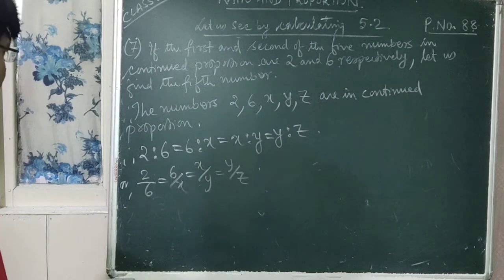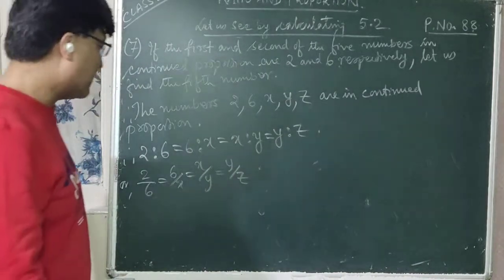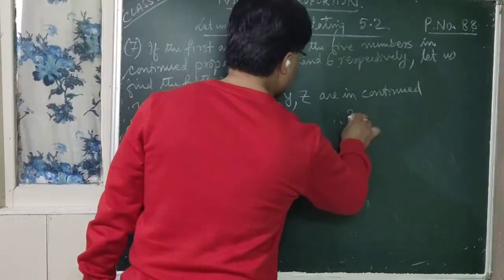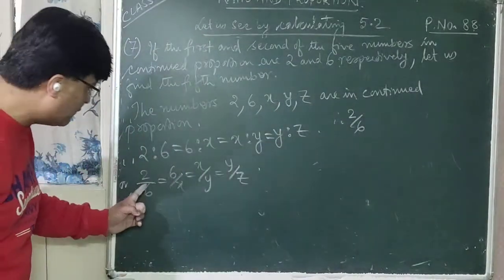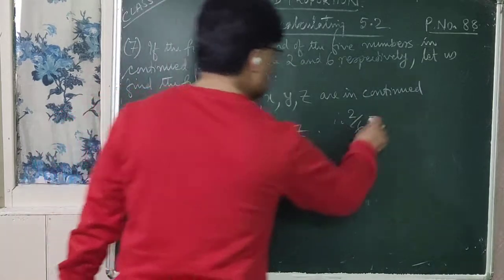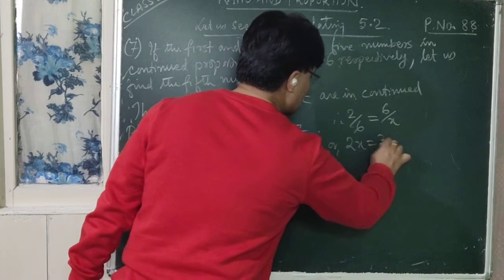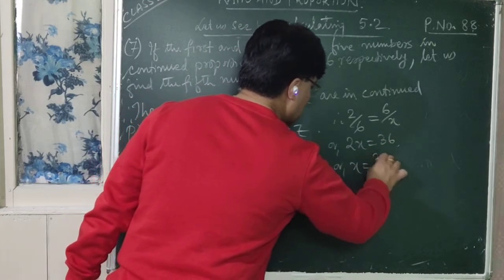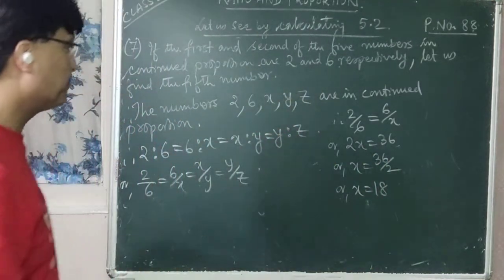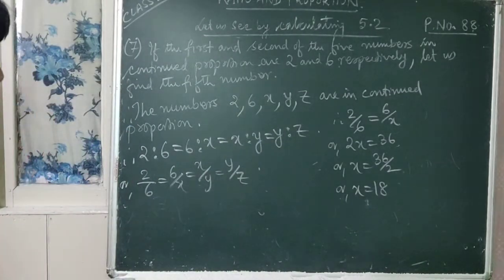Is that clear now? So now let us find out the value for z. So you can equate first and second now. Let us equate only first and second to get the value for x. Okay. So 2/6 is equal to what? 6/x. Let us do cross multiplication. 2x is equal to 36, or x is equal to 36/2. What is x now? This is 18. Is that clear? So what is the value for x here? It is 18. Is that clear?